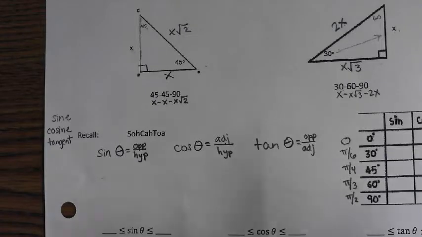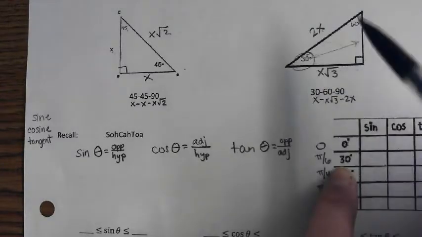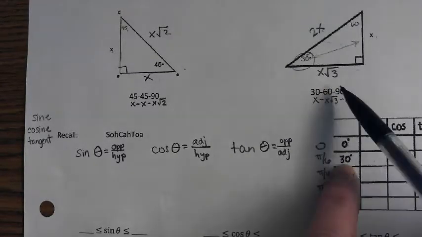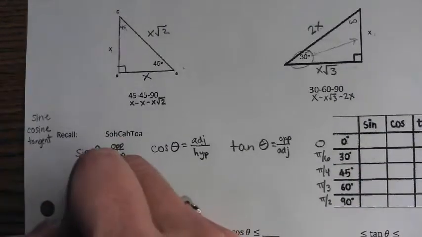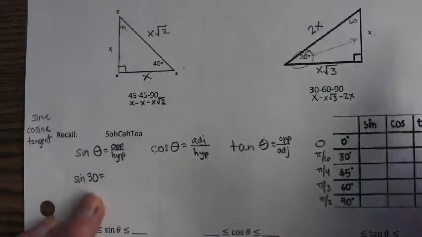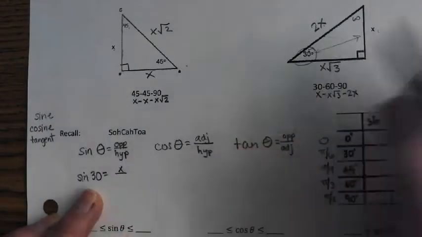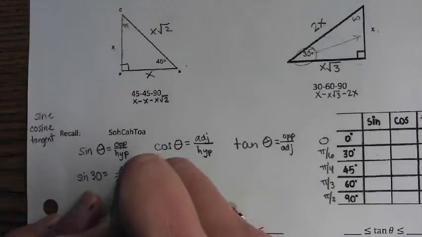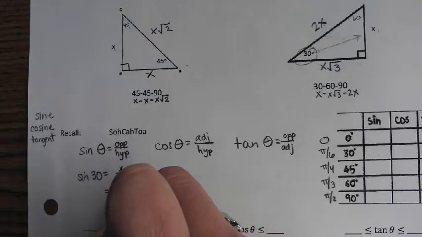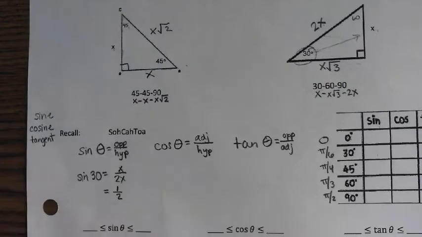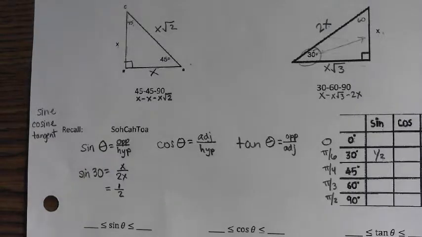So if we look at the 30-degree angle, which is here, and we're looking for the sine of it, the opposite is x, yes? So let's just do randomly the sine of 30, just as a practice. Sine of 30. The opposite is x, and the hypotenuse is 2x. So what does that reduce to when you simplify? 1 over 2. Your x's cancel, 1/2. The sine of 30 is 1/2. Always will be. Okay?